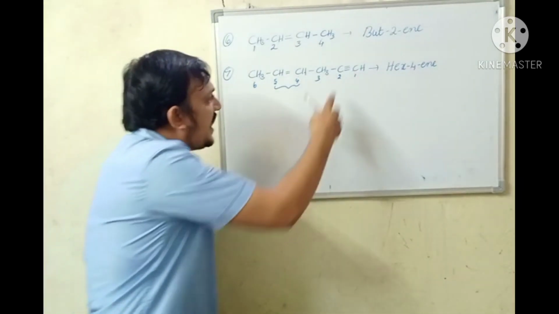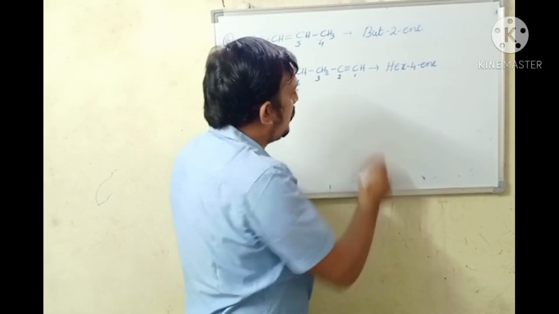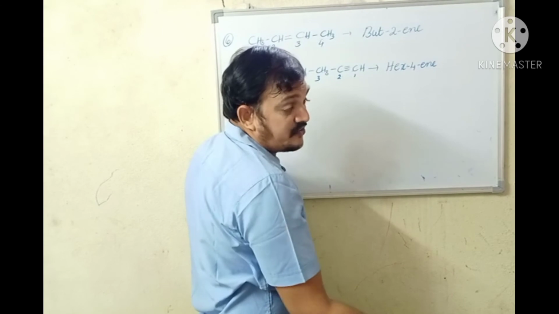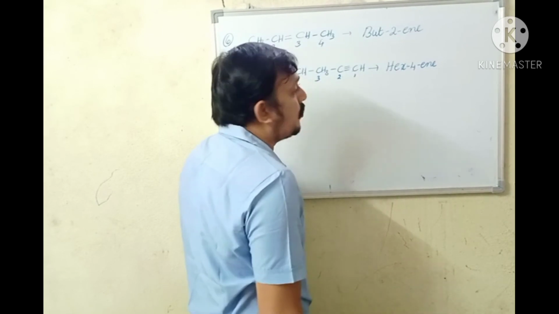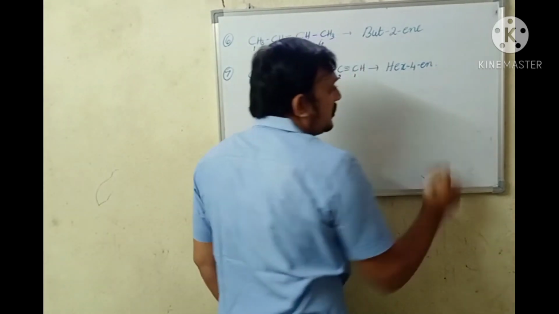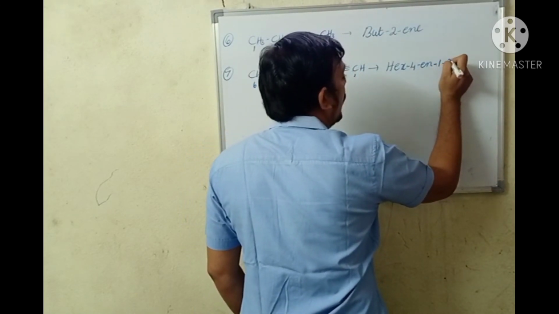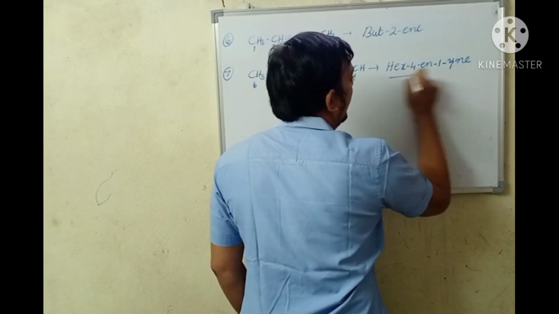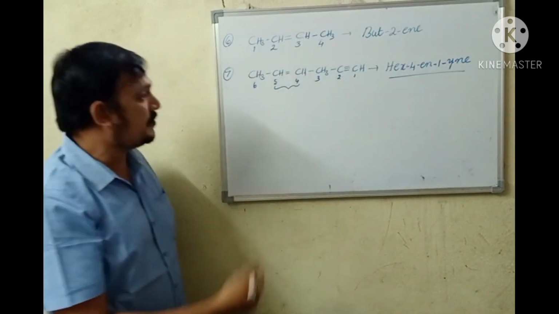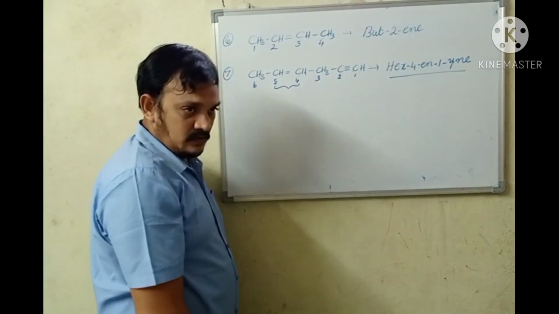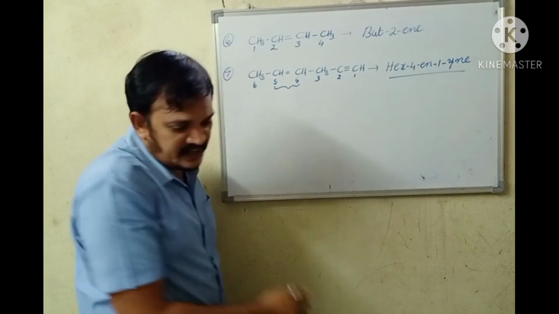Name is not completed. I have to indicate even the triple bond. Triple bond means yne. It is pronounced with a vowel, so the last E is to be taken out. Hex-4-ene-1-yne will be the name of that compound.